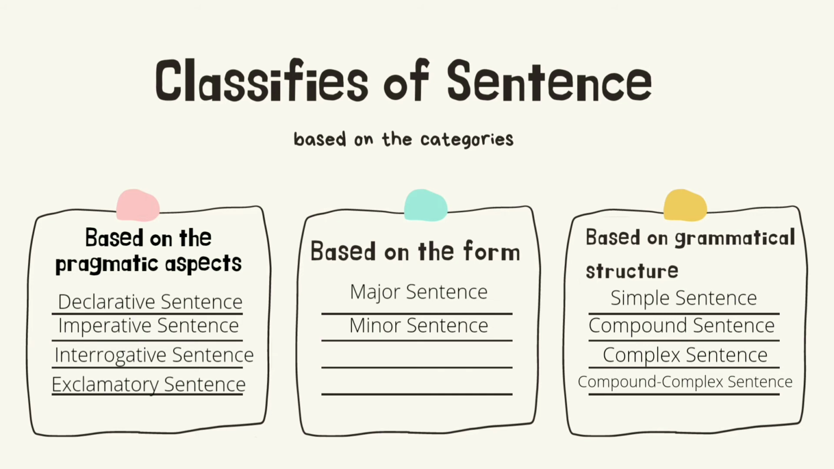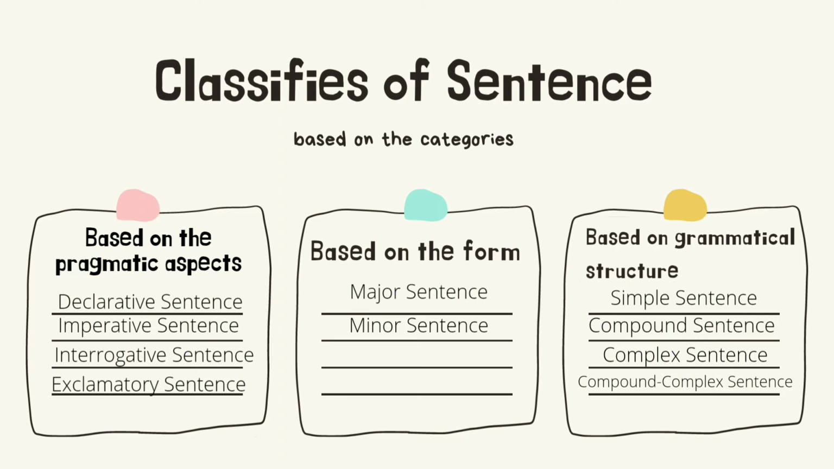The second one is based on the form. It is the completeness of the structure. It includes major and minor sentences. A major sentence is like I bring a book, while a minor sentence is like wait a minute. And the last classification is based on the grammatical structure. The composition and relation between clauses.